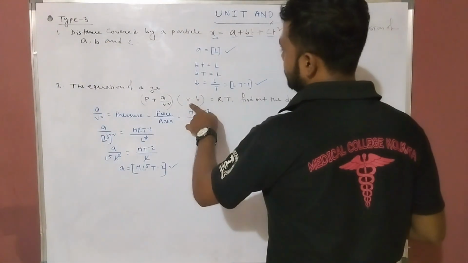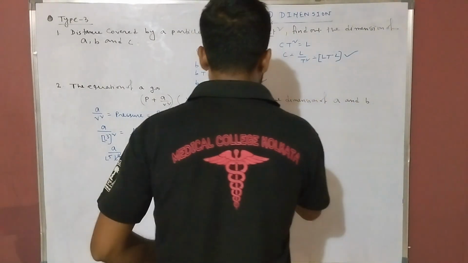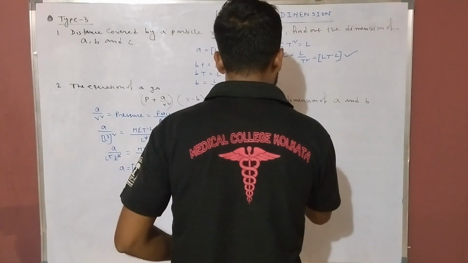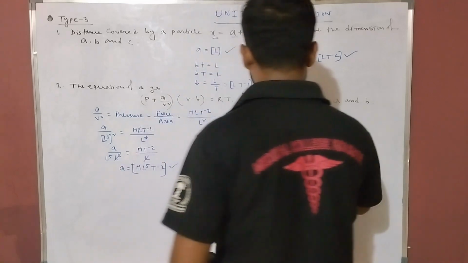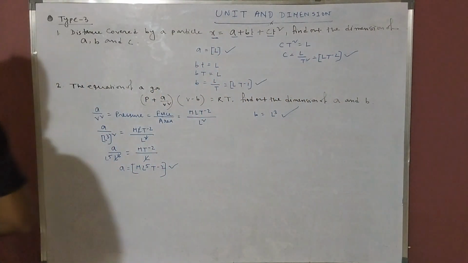And now this is volume. So individually this b will be volume. So we can say the dimension of b is equal to volume, means L cube. So this is the dimension of A, this is the dimension of B. Understood?